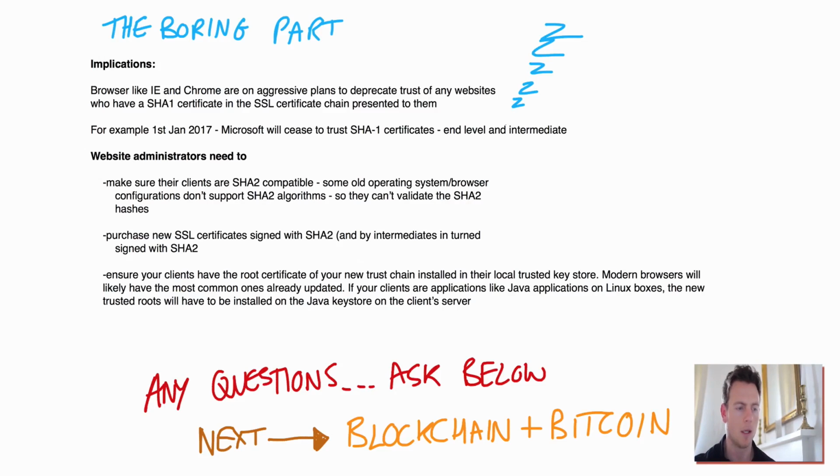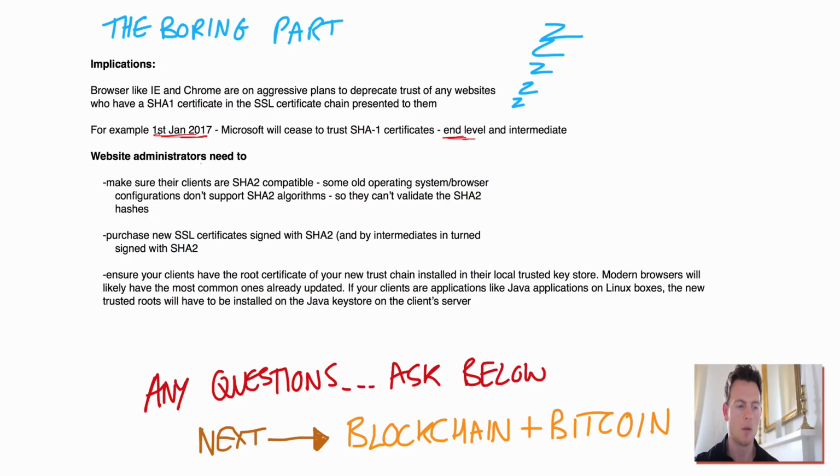So basically, what I'm saying here is that all the browsers like Internet Explorer and Chrome do have aggressive plans to deprecate SHA-1 certificates, and I'm not going to go into the timelines. It's quite complicated. The different browsers have different warning levels that they're gradually phasing in. One key one is that by 1st of Jan 2017, Microsoft will actually cease to trust all SHA-1 certificates, and that's no matter whether they're at the end level, like the HSBC, for example, or the intermediate certificates.